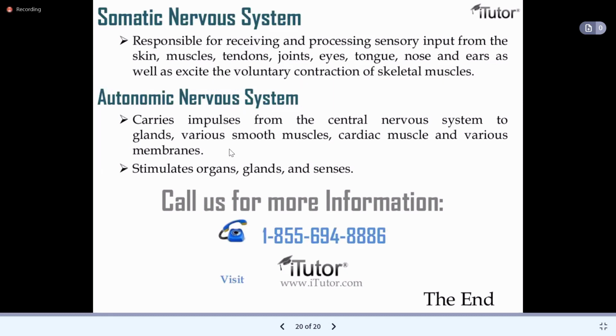In the autonomic nervous system, it carries the impulses from the central nervous system to glands, smooth muscles, cardiac muscles, and various membranes, organs, and glands, and stimulates them. The autonomic nervous system carries impulses from the CNS, and the somatic system carries them toward the CNS, the central nervous system.